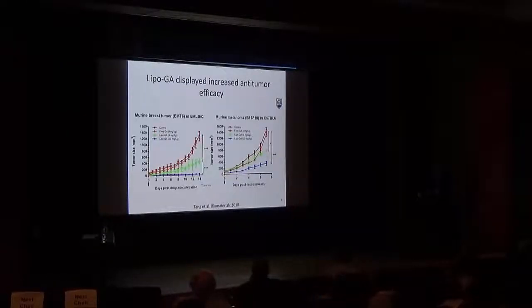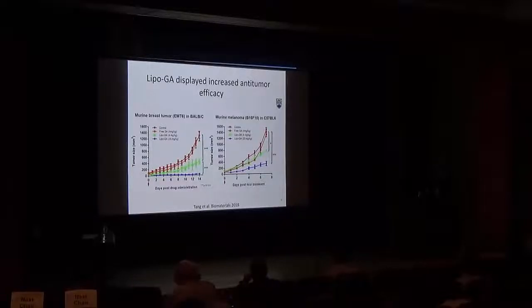And then we quickly look at the efficacy in two tumor models. These are both subcutaneous tumor models, one with breast, one with melanoma. And the results were very comparable. You can see the orange line, which is free gambogic acid. We cannot dose too high because the drug is quite toxic. And you can see that basically the control and the orange line are overlapping.